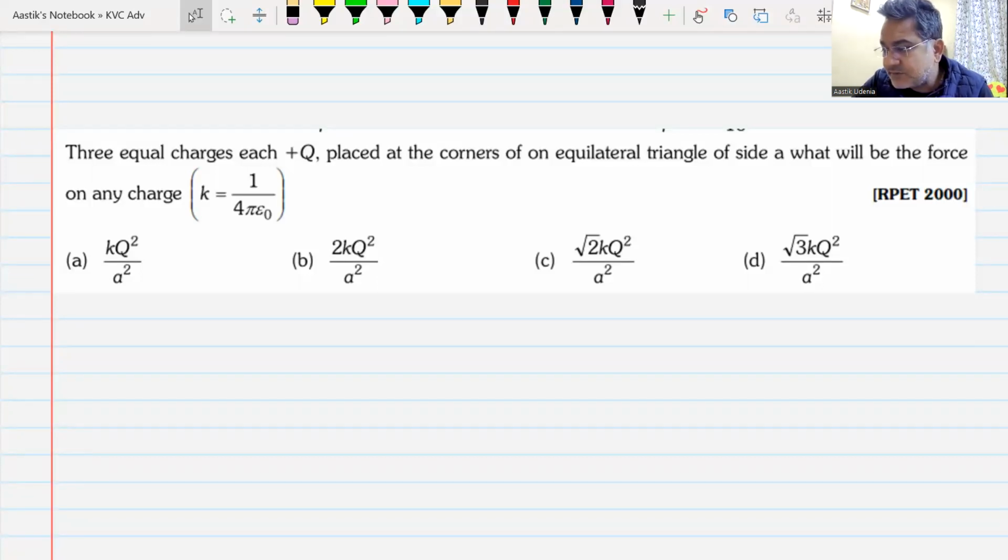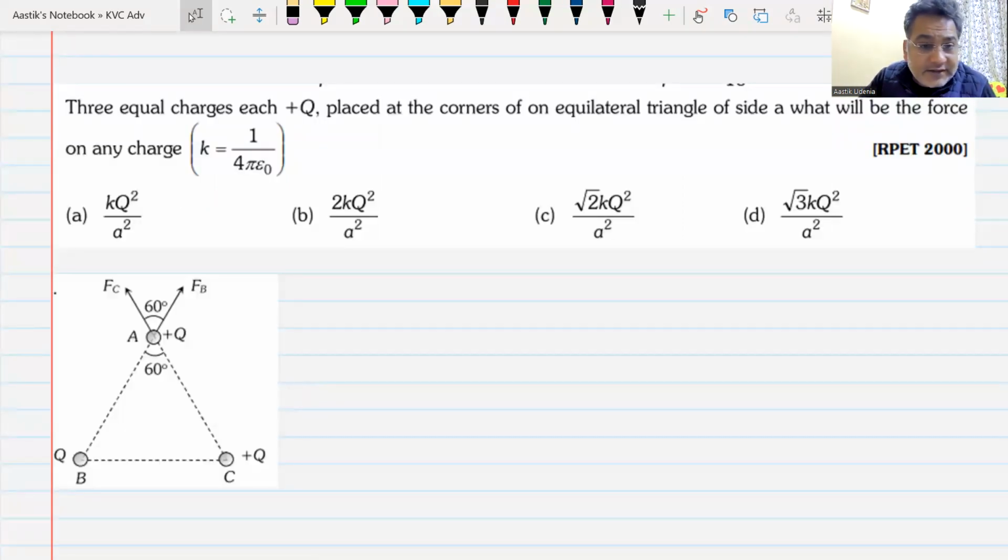This is the next question. Three equal charges plus q each are placed at the corners of an equilateral triangle of side A. What will be the force on any of the charges? That is correct. I think we have done this question before also. It's a very simple question. Force between all the particles is the same, yes or no? Yes, sir. That will be equal to K Q square by A square.